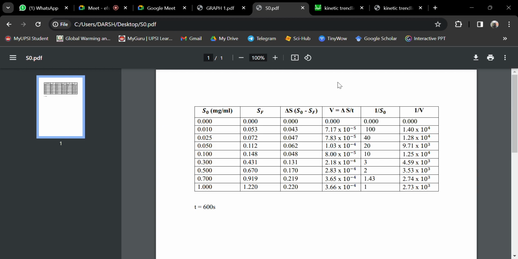Sebenarnya Doktor, nak tanya, kalau nilai delta S tu saya dapat negatif, macam mana Doktor? Negatif. Kejap. Kita satu-satu dulu. Kita buat mastery learning dulu satu-satu. Okey, baik Doktor.